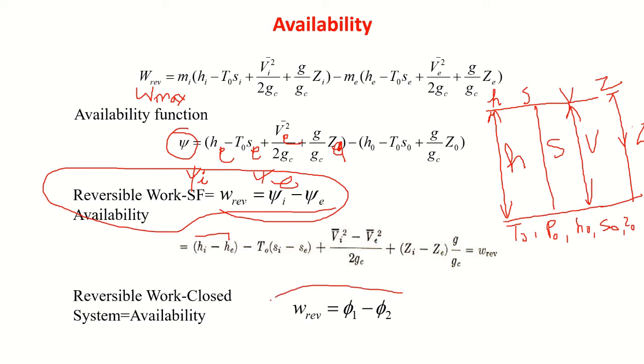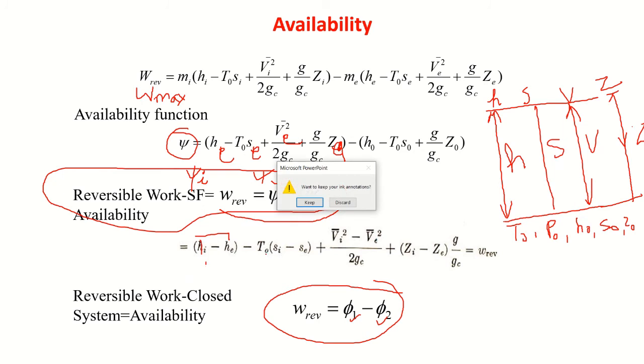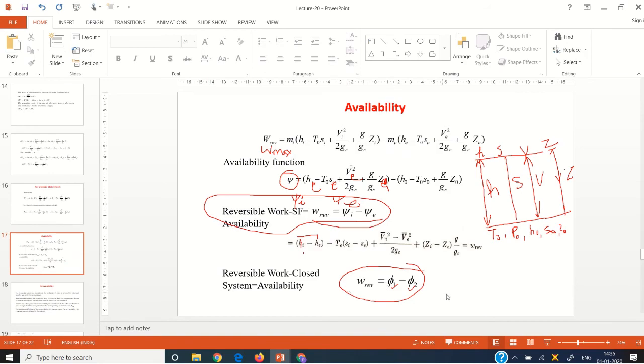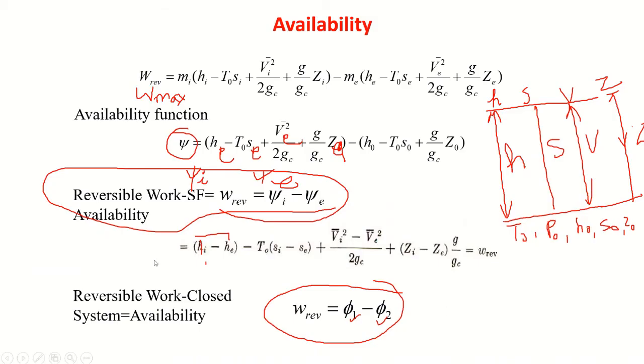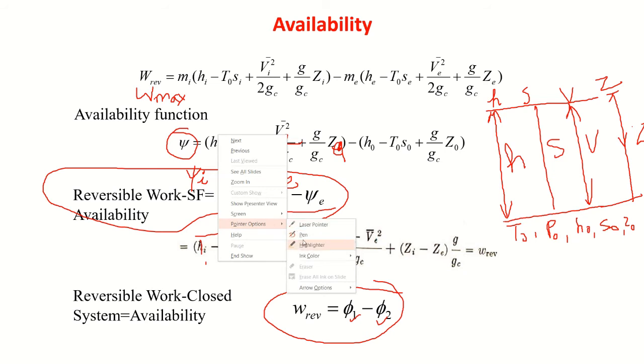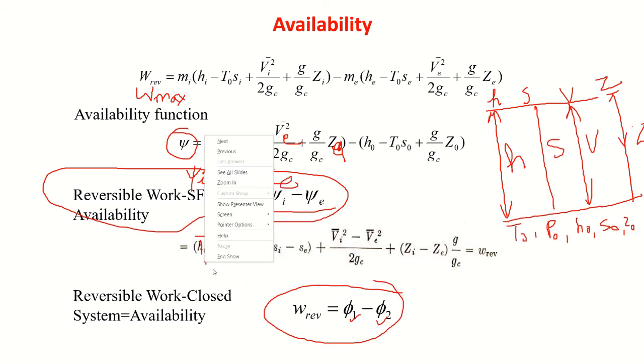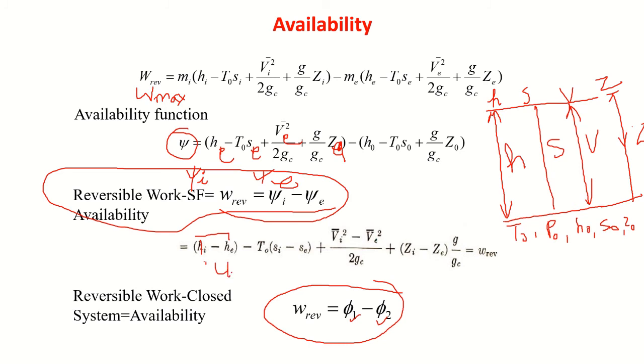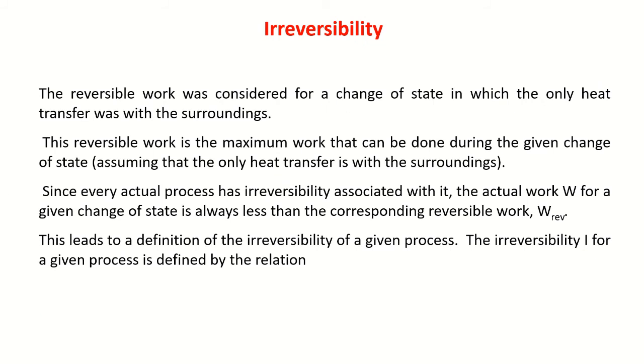And for a closed system, availability function we can define like this. Here instead of H, you will have UI and UE, right? Okay, that's the maximum work. The reversible work.